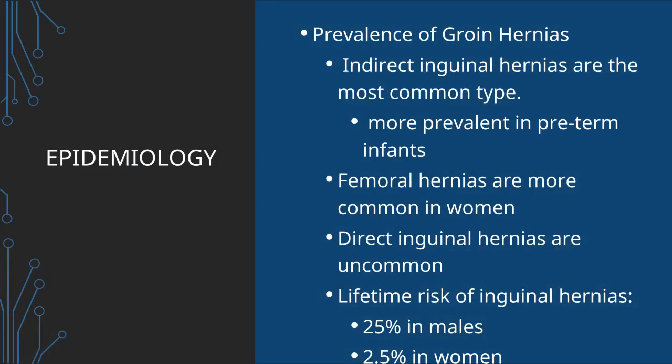Indirect inguinal hernias are the most common type of hernia in both genders. In preterm infants, the incidence is 10%, whereas in full-term infants it is 3 to 5%. Femoral hernias are more common in women, while direct inguinal hernias are uncommon. In general, all groin hernias are 10 times more common in men. The lifetime risk of inguinal hernias is 25% in males and only 2.5% in women.